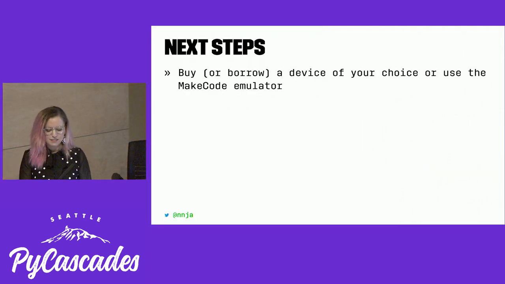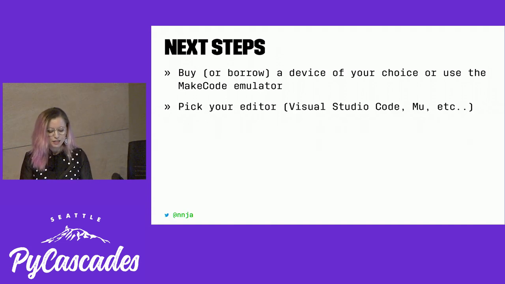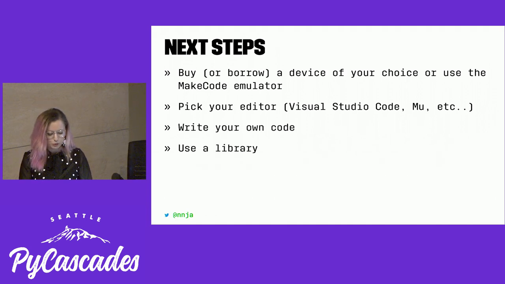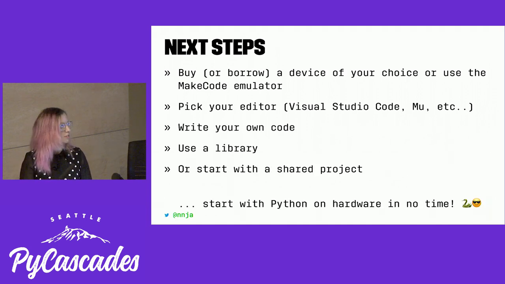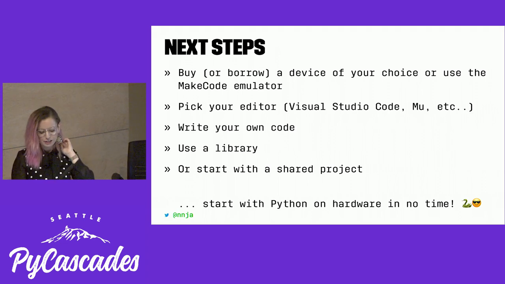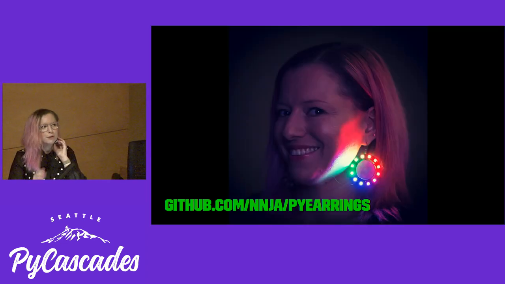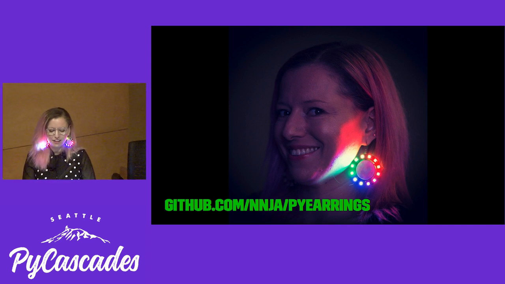So, okay, next steps. Buy or borrow a device of your choice, or use an emulator. Pick your editor, like Visual Studio Code, Mu, et cetera. Write your own code, use a library, start with someone else's project. The choice is yours. You'll get started with Python on hardware in no time. And I brought one of my projects. So I think you see now that Python opens a whole new world of working with wearable electronics, because my earrings run Python.